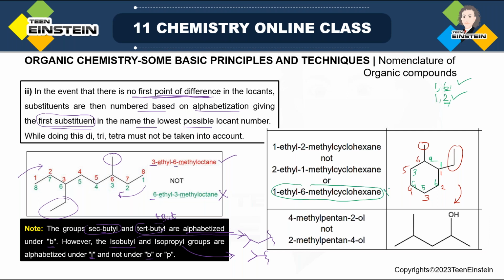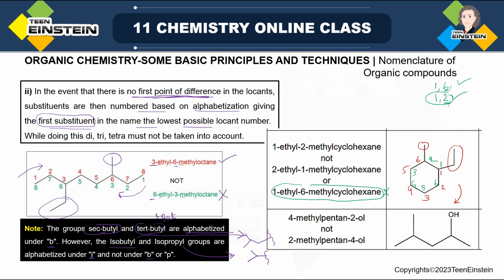This is already cancelled. You have already chosen 1, 2. Now under 1, 2, you have two possibilities. Is it that you are first considering 1 at ethyl and then 2 at methyl, or the reverse way? Now for that, follow the same thing that we have done for this first example.